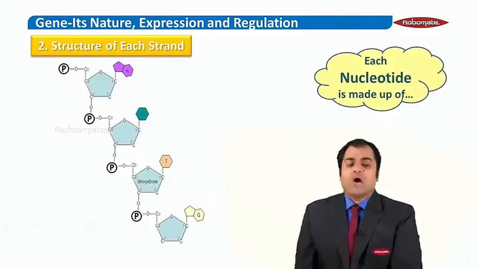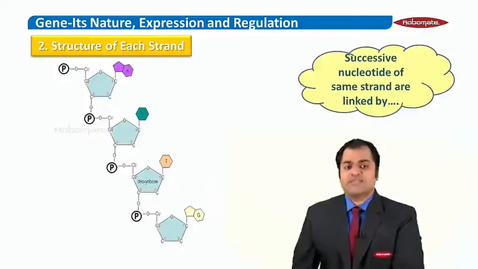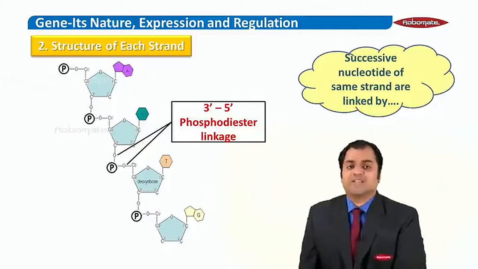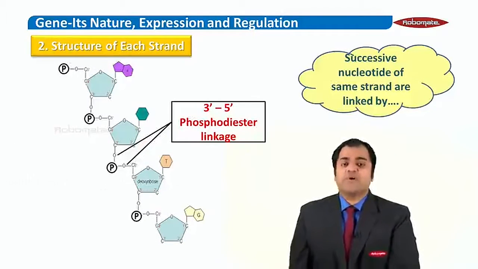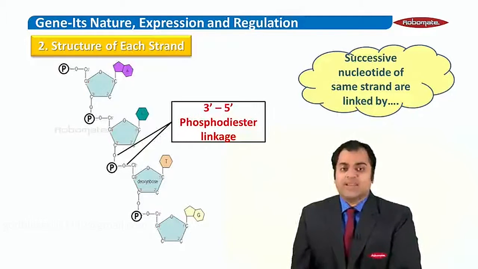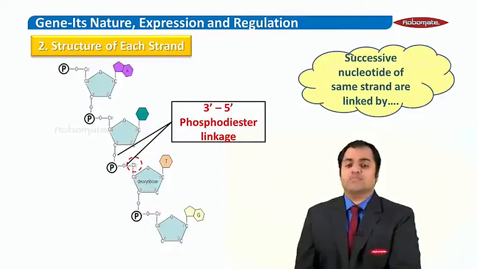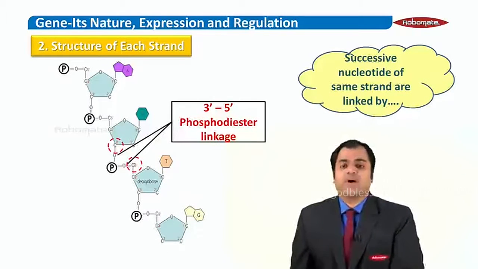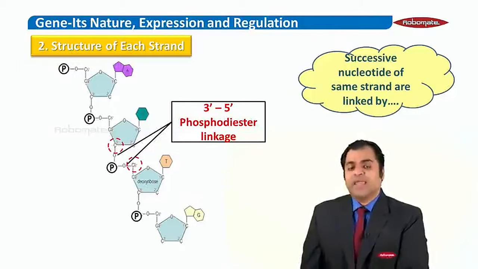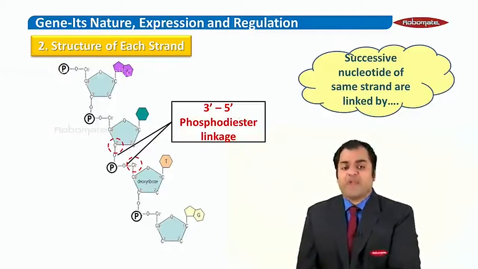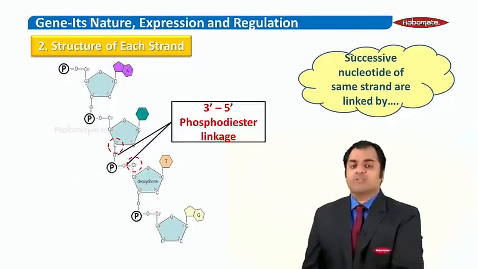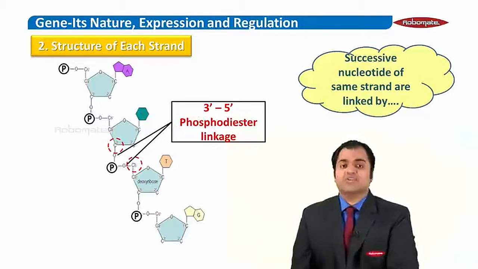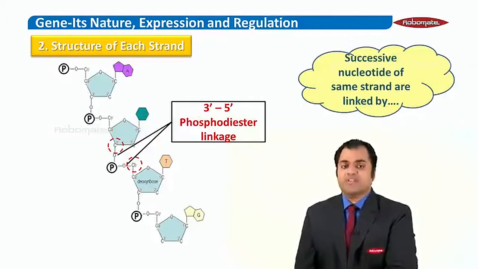Okay, fine. Also remember that 2 successive nucleotides of the same strand are linked by a special bond which is called the 3'5' phosphodiester linkage. Why is it called that? Because the phosphate group forms ester bonds with the 5th carbon of one nucleotide and the 3rd carbon of the other nucleotide. This is called the 3'5' phosphodiester linkage, or you can also call it the phosphodiester bond. It is a strong covalent bond that links the 2 nucleotides in the same strand of the DNA molecule.